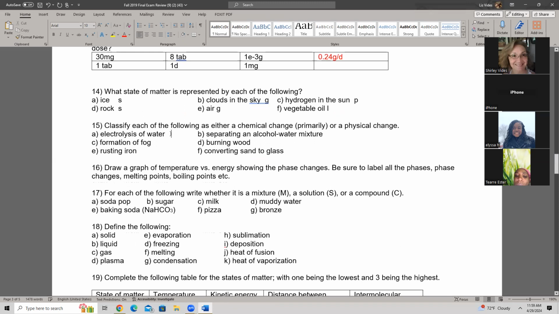All right, so classify each of the following as either chemical change or a physical change. We're going to do all of these. Electrolysis of water, that means it's breaking it up, so that's a chemical. Separation of alcohol and water is a physical. Formation of fog, all it is is condensing, so it's physical. Burning of wood, that's a totally different story, right? Rusting of iron is also chemical. And sand to glass, all you're doing is melting, so it's a physical. So there you go.